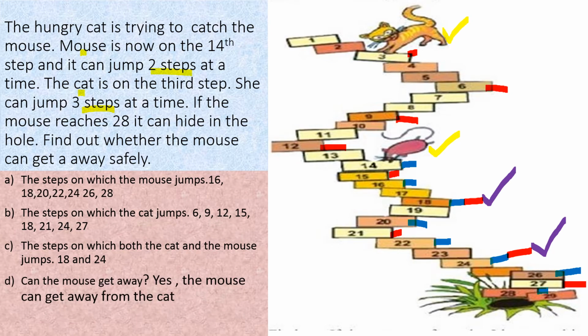The next question to you: can the mouse get away? While you watch the picture, see, the mouse can jump to the 28th step at last. One more jump of 2 steps and it will reach the hole. The cat can jump to the 27th step at the last. So the mouse is one step ahead of the cat. Yes, the mouse is on the 28th place and the cat is on the 27th place.